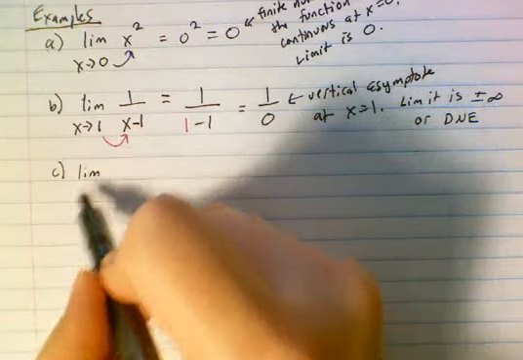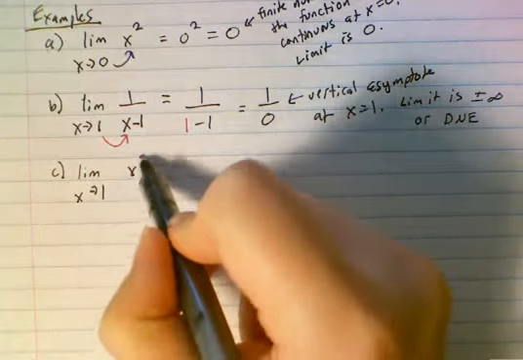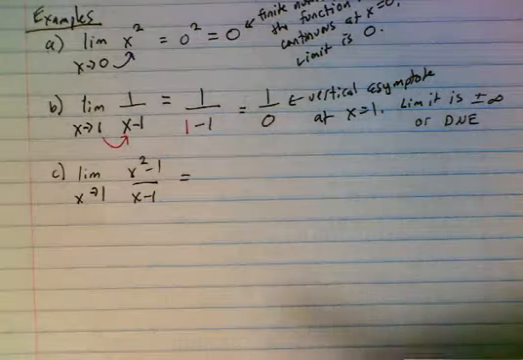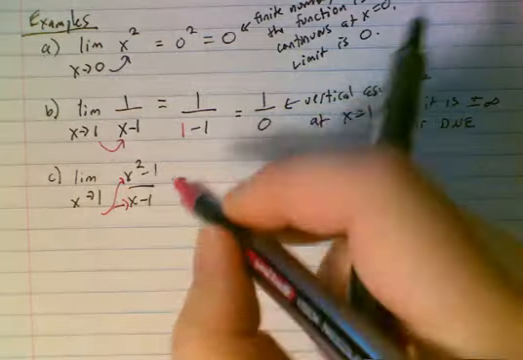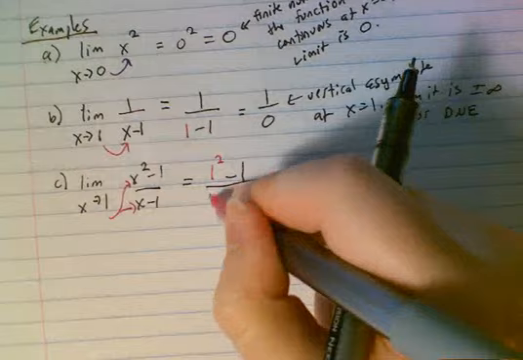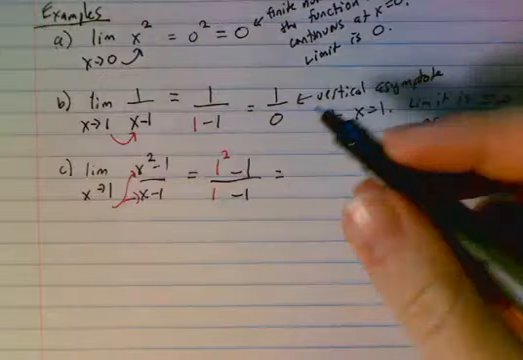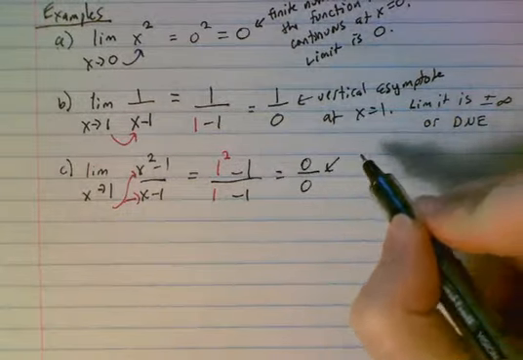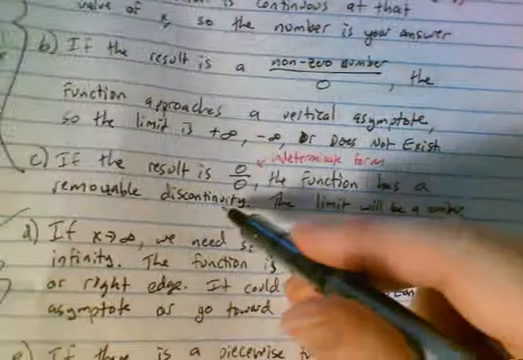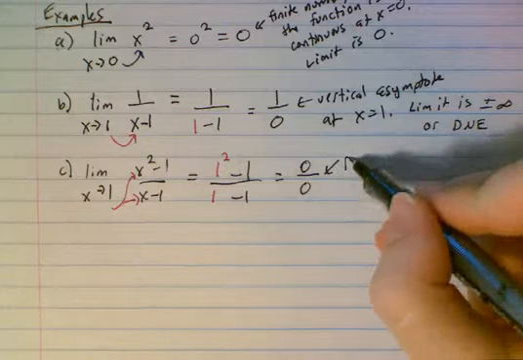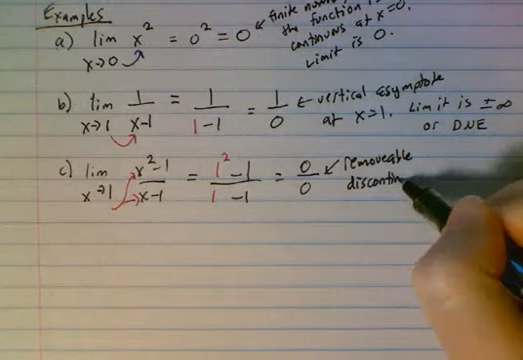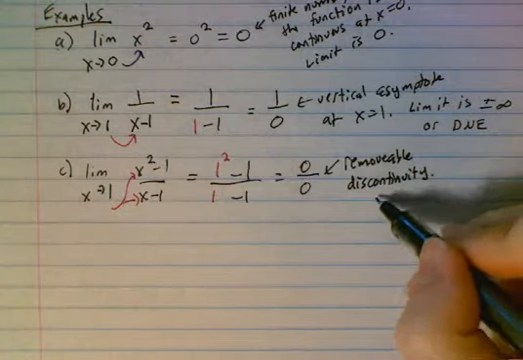We could have the limit as x approaches 1 of x squared minus 1 over x minus 1. If we just pop that 1 in both places, we've got 1 squared minus 1 over 1 minus 1. That's going to give us 0 over 0. That means, if we look back at our little rules, that is the indeterminate form. There's a removable discontinuity. That means the limit is a number.